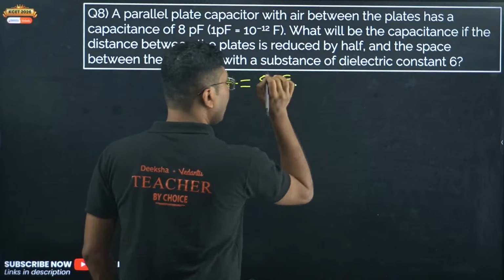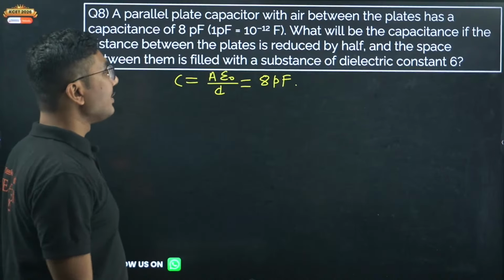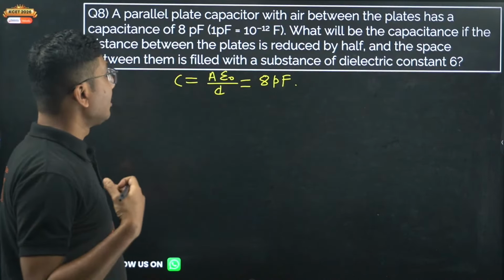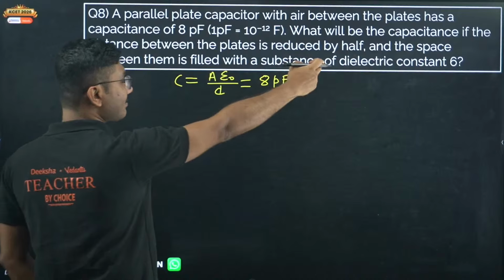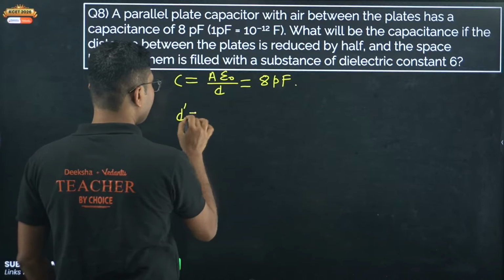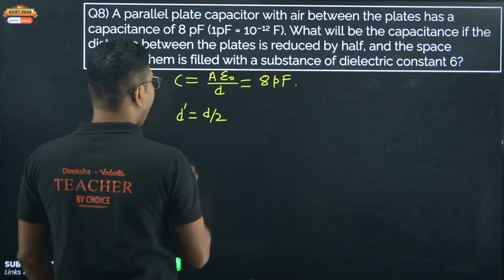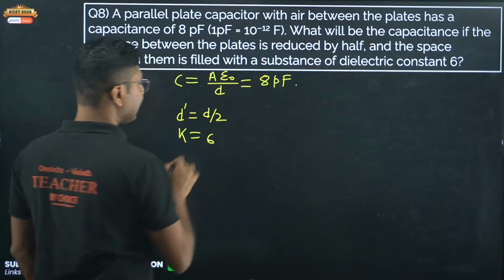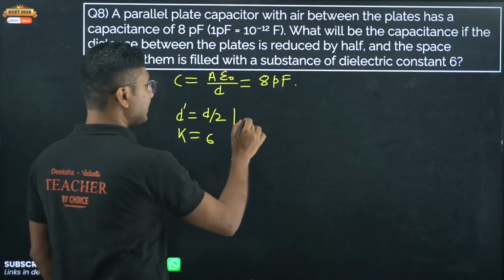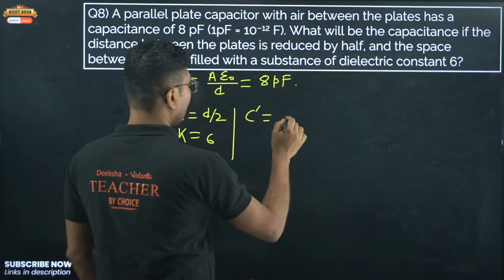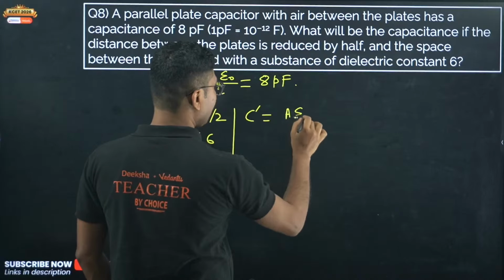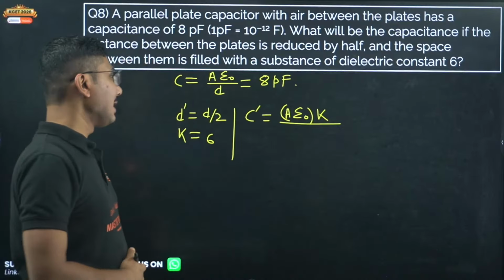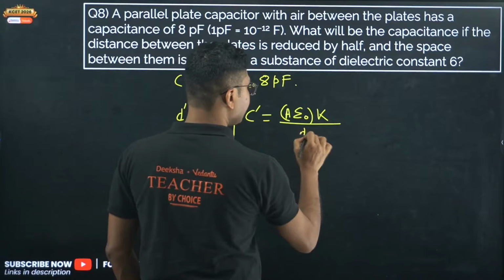picofarad. Now what they are saying is that we are decreasing the distance by half, so the new distance is actually D by 2, and we also have added a dielectric medium of dielectric constant 6. So what is the new capacitance? The new capacitance will be: A remains same, epsilon naught remains same, but along with that you have to multiply the dielectric constant divided by the new distance, which is D dash.